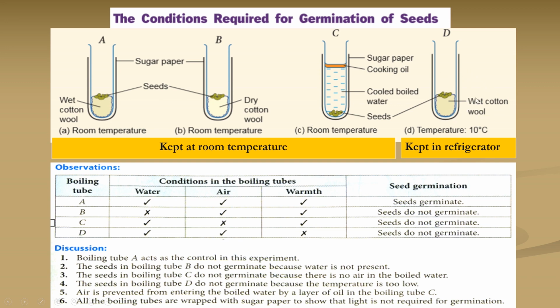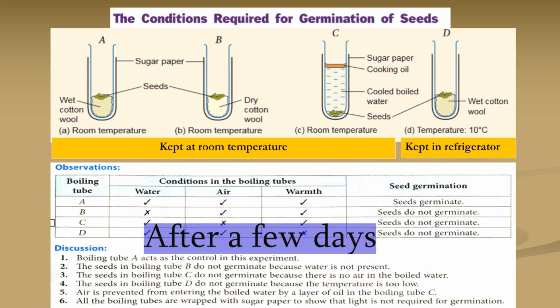For boiling tube D, wet cotton wool and some seeds are placed inside and the boiling tube is kept in refrigerator. All the 4 boiling tubes are wrapped with sugar paper. After a few days, these are the observations.